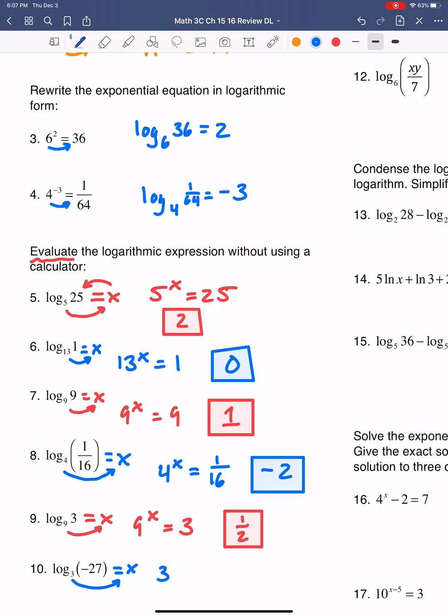That's going to be 3 to the x power equals -27. Okay, so then for this one, if we do 3 to the 3rd, that would give me 27. 3 to the -3rd would give me 1 over 27. But I'm never going to be able to get a negative number here with this exponent. So this is going to be a no solution, because we've got a negative number over there. Since our base is positive, we're not going to be able to get a negative number over there.